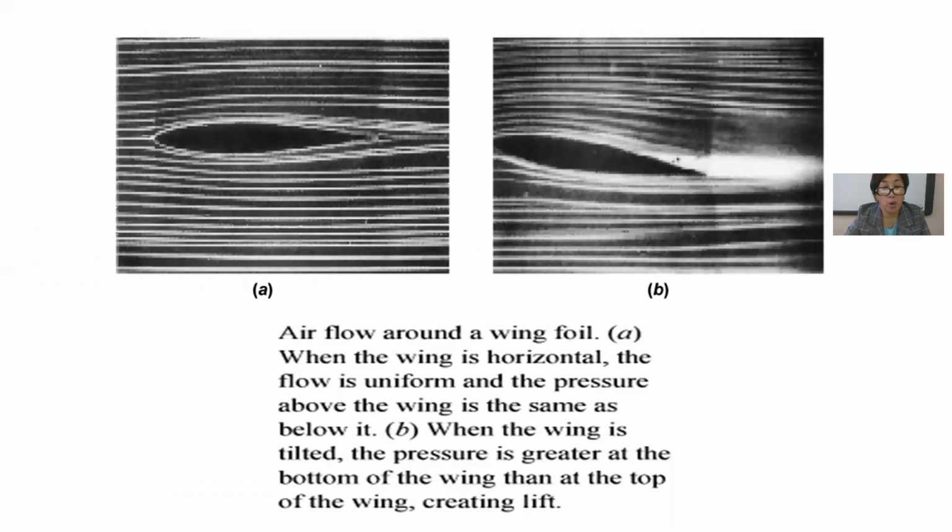Maybe air flow around a wing foil, and figure number A and figure number B. Figure A shows that when the wing is horizontal, the flow is uniform and the pressure above the wing is the same as below it. In figure B, when the wing is tilted, the pressure is greater at the bottom of the wing than the top, creating lift.